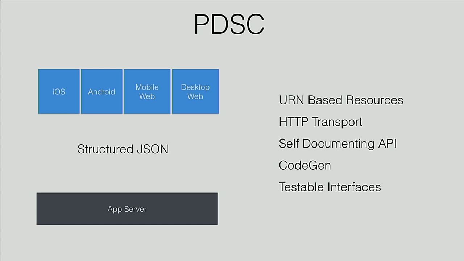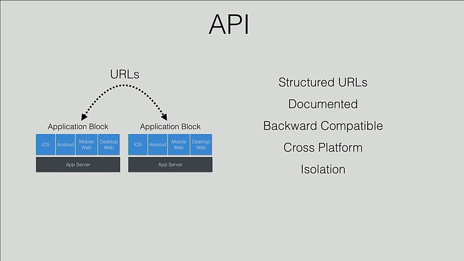This creates much more testable interfaces and allows us to effectively scale our development cycle for the multiple applications. And then last, we're actually adding APIs, which are URLs between applications. Structured URLs that are documented, backward compatible, cross-platform, and they provide isolation between the applications. These are the public URLs that we'll share with you.